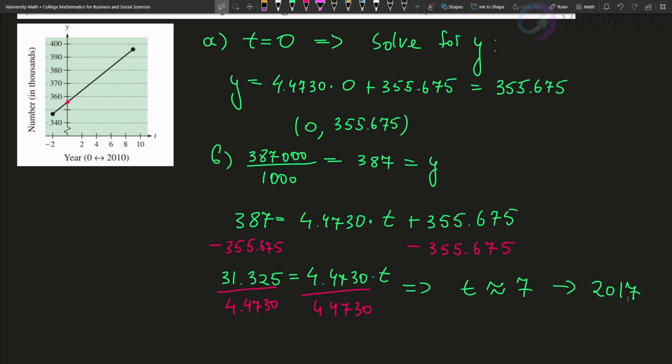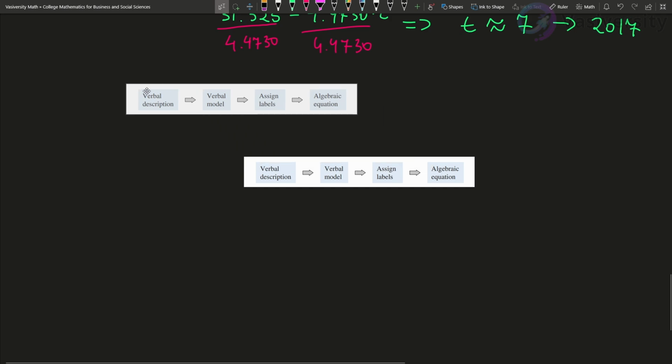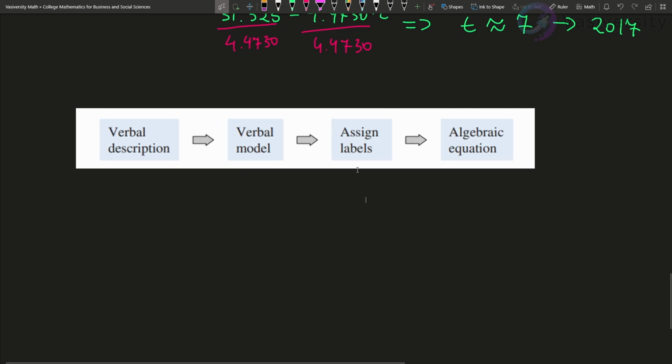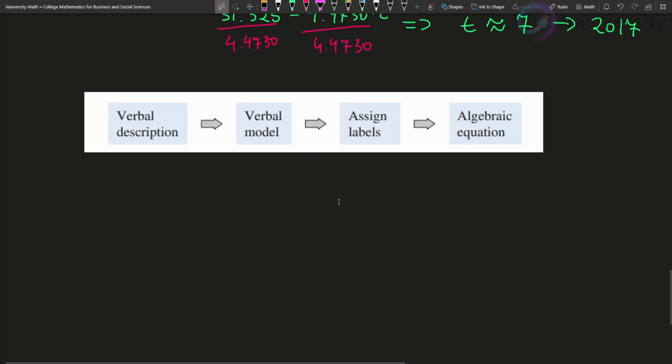Now let's think about mathematical modeling. That leads us to a very big mathematical field of modeling. The way modeling works is, first, we state a verbal description of a problem. Then we think verbally about what kind of model can be used and what mathematics we can use to make it. Then we assign labels such as x label and y label, and then we come up with an algebraic equation. So what would be an example of such?